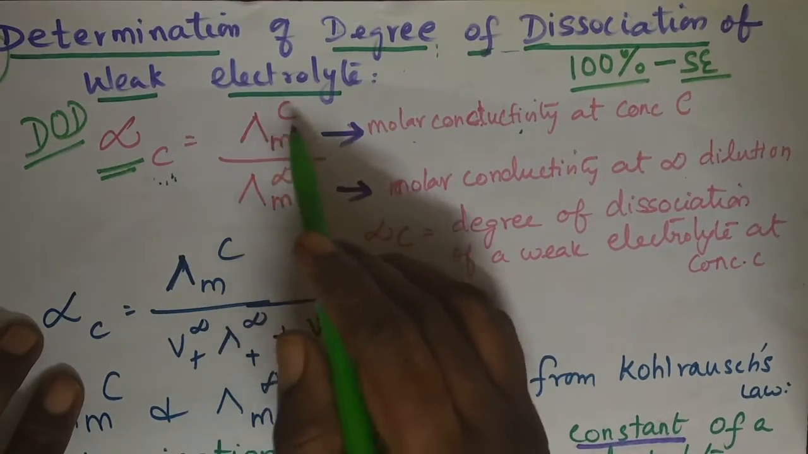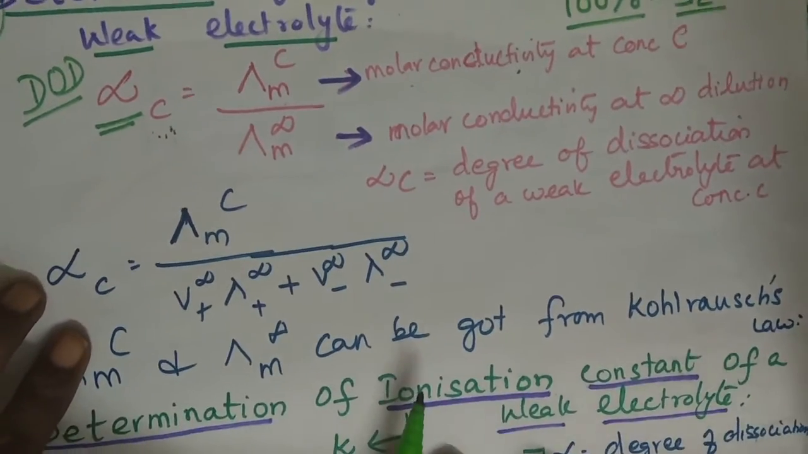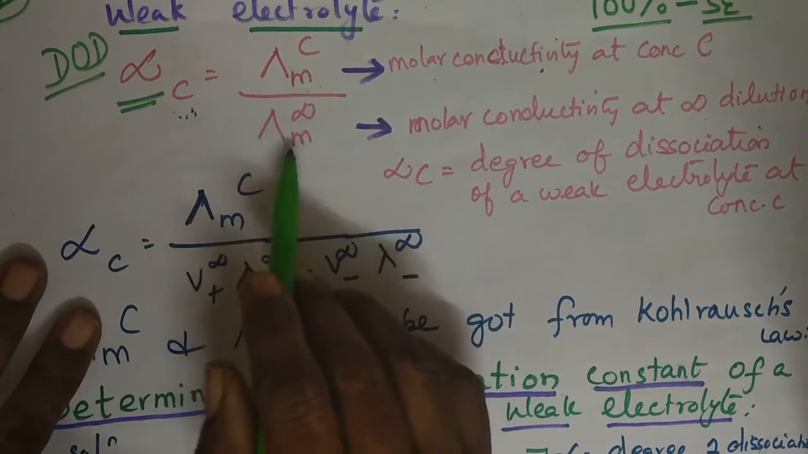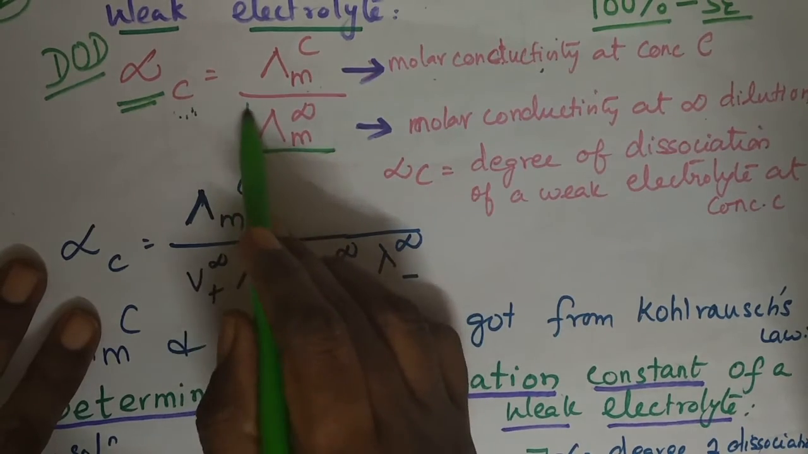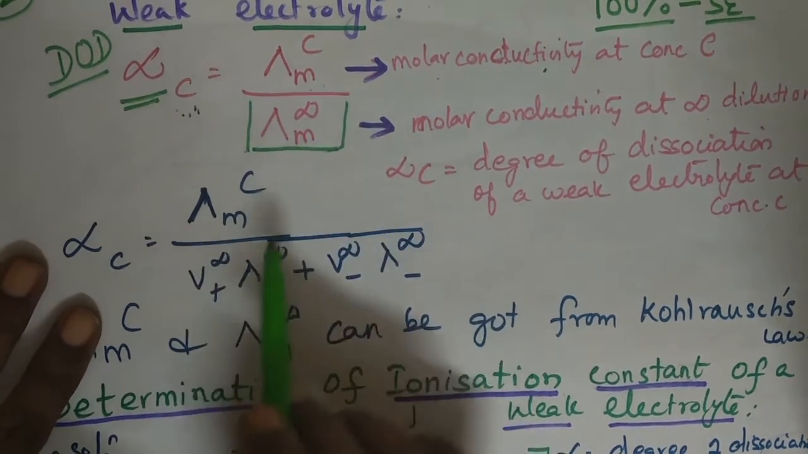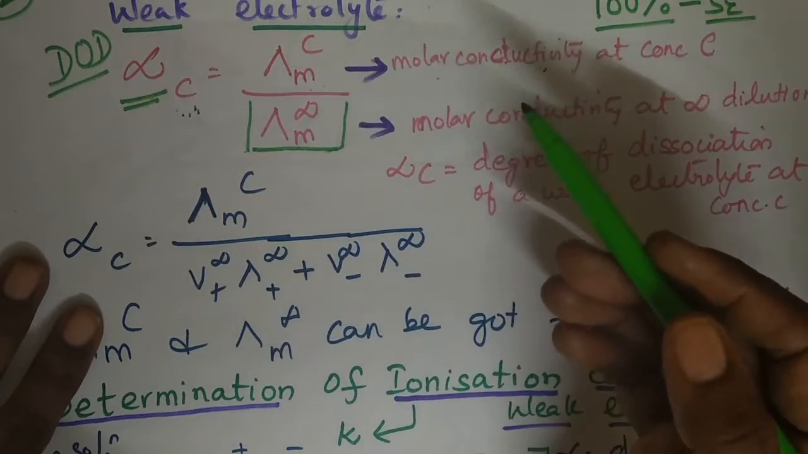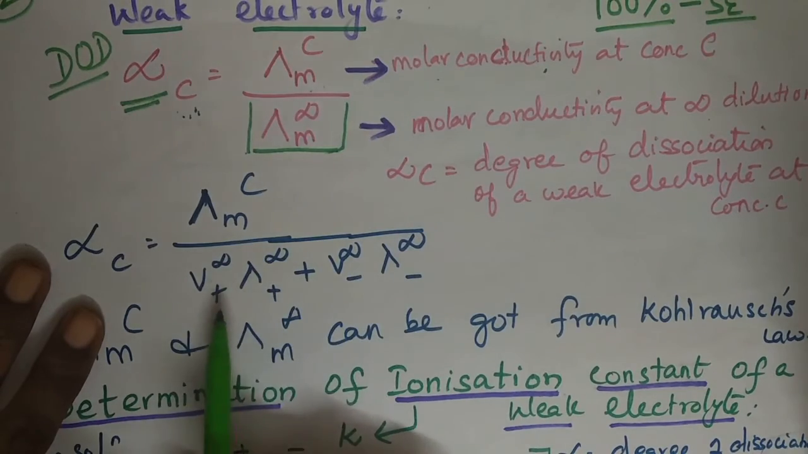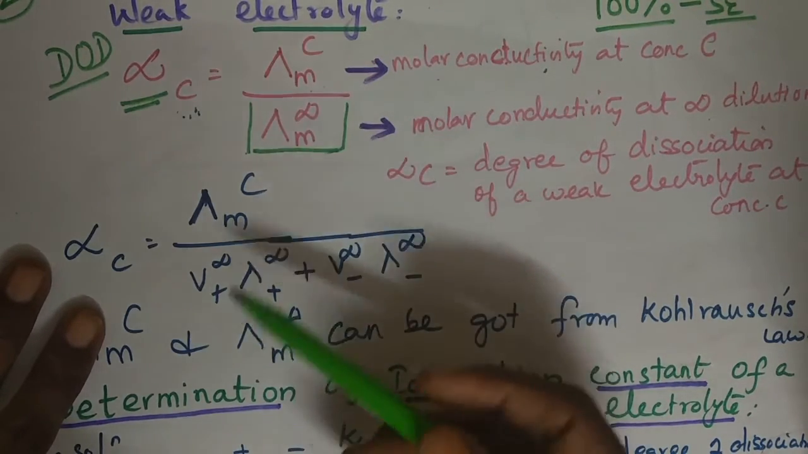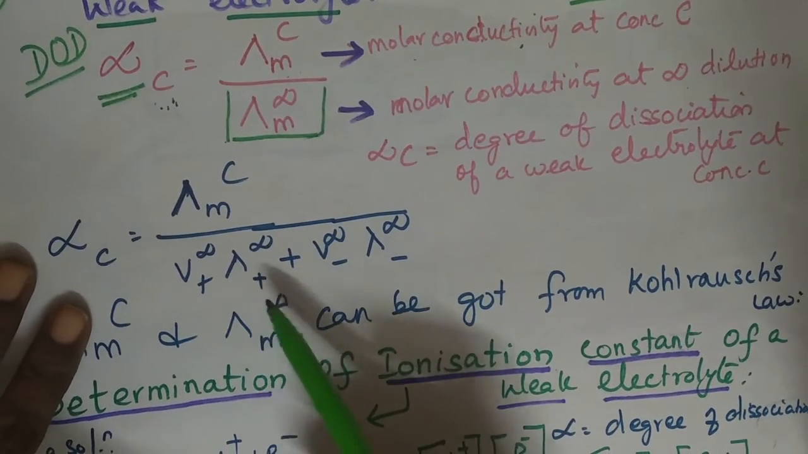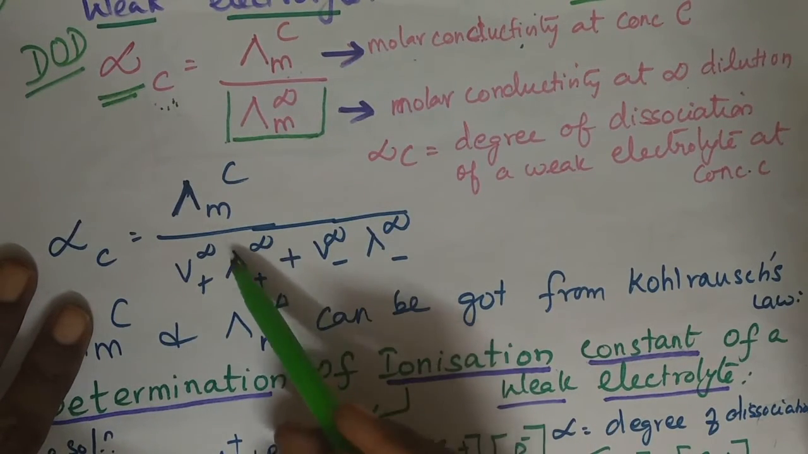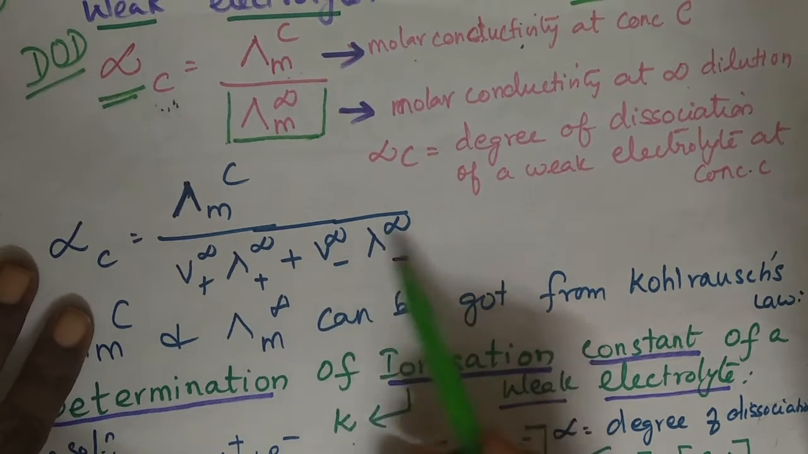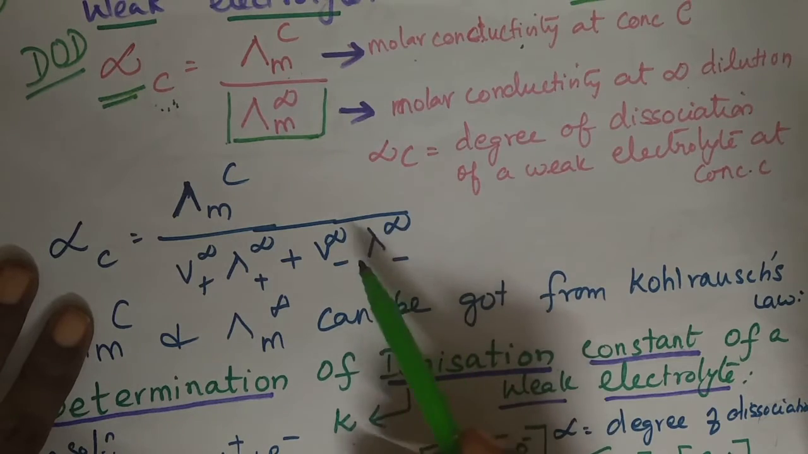So, knowing the value of lambda mc, we introduce it here: alpha C is equal to lambda mc by lambda m infinity of acetic acid. CH3COOH gives CH3COO minus and H plus only, that means one ion each. Writing the formula: v plus lambda plus infinity, that is, the cation and anion's molar conductivity and their number of ions.